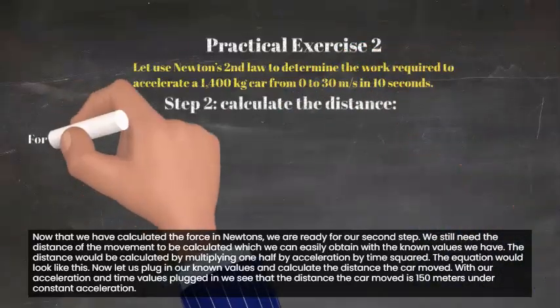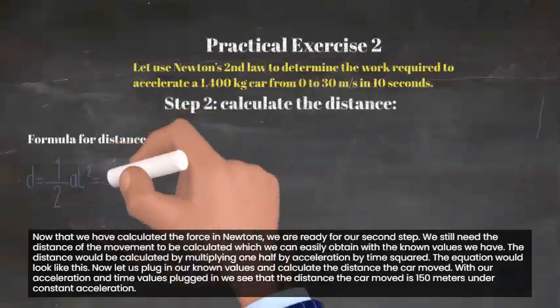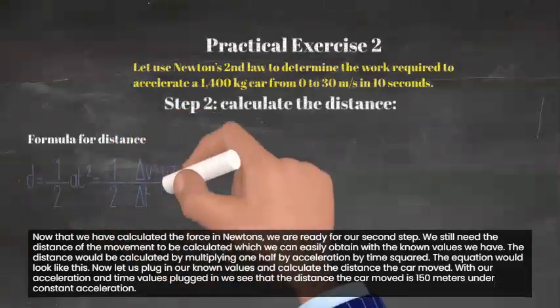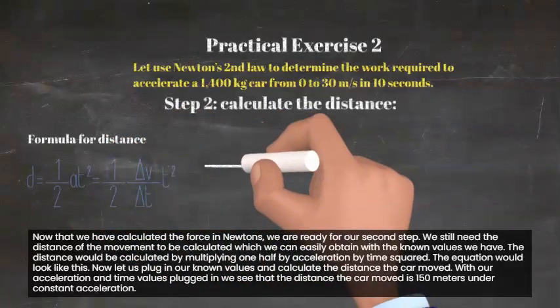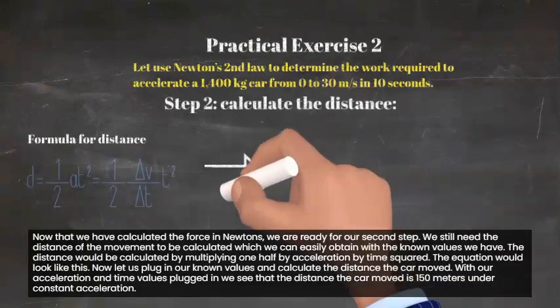We still need the distance of the movement to be calculated, which we can easily obtain with the known values we have. The distance would be calculated by multiplying 1/2 by acceleration by time squared. The equation would look like this.